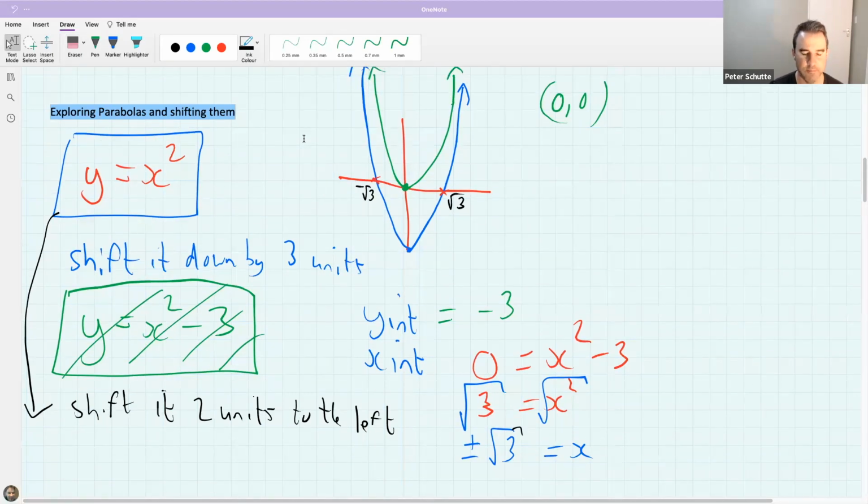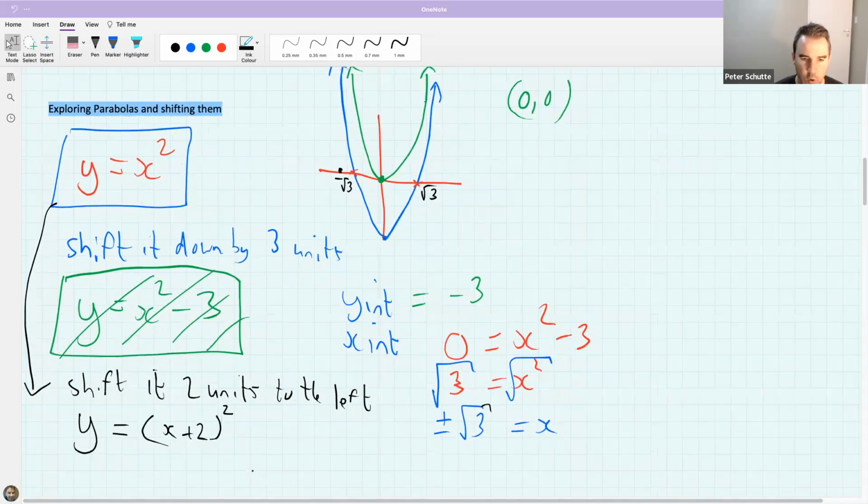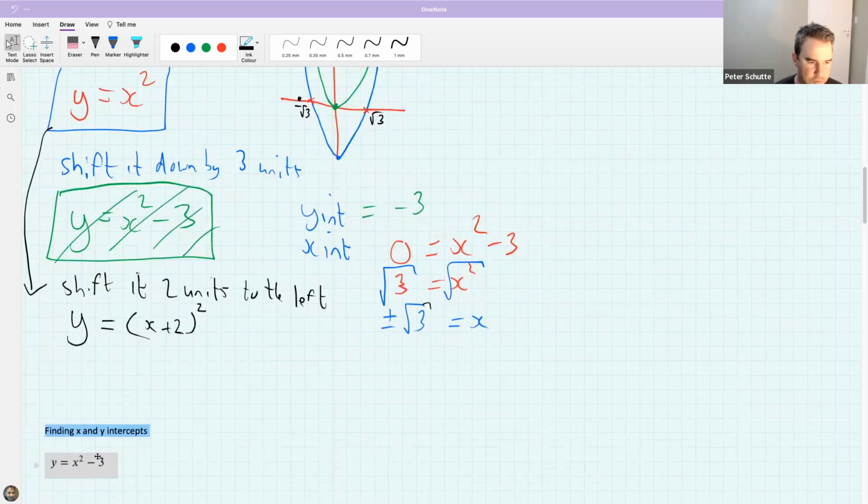It's a bit of a sneaky one. I want it to end up like over here somewhere, I guess. So students are telling me that I need to write it as x plus 2 squared. And I agree.